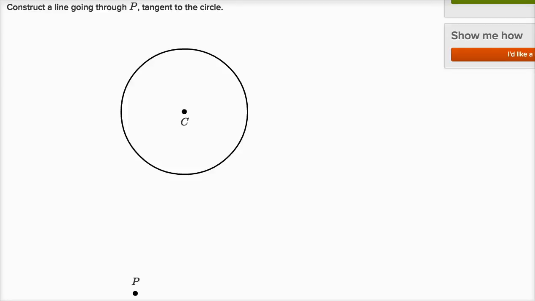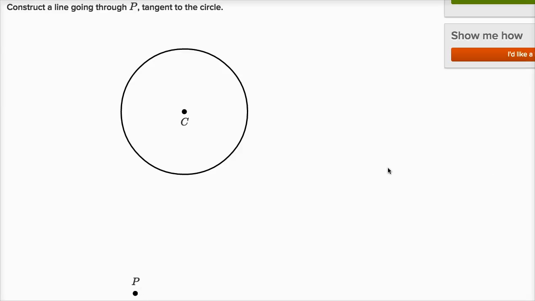Let's do another example of using a virtual compass and virtual straight edge to draw a tangent line to a circle. Now we're told to construct a line going through P tangent to the circle. And in this example, P doesn't sit on this circle. P is outside of the circle.